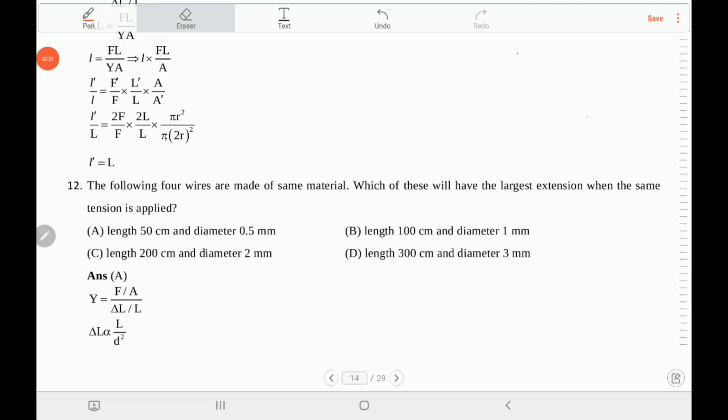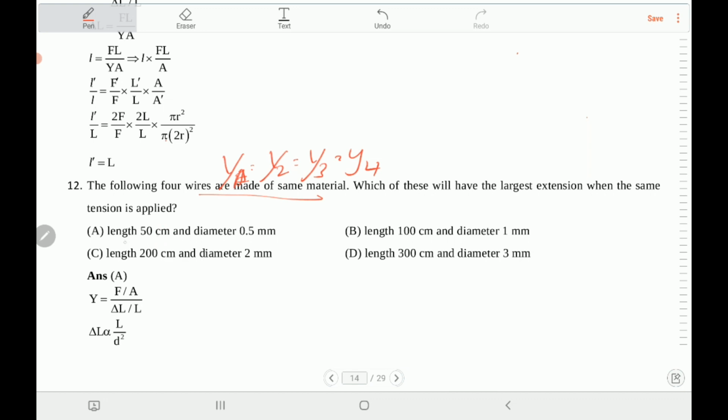Moving on, we'll see one more, almost similar. The following 4 wires are made of the same material again. What do you think? Young's modulus of wire 1 is equal to that of 2, that of 3, and that of 4. There are 4 wires. Which of these will have the largest extension when the same tension is applied? And really, 4 materials means 4 options.